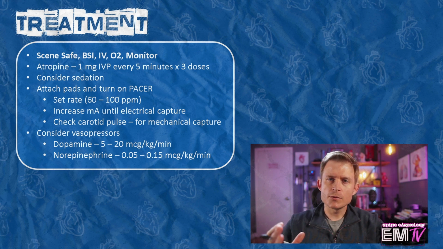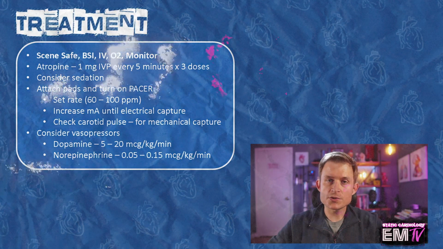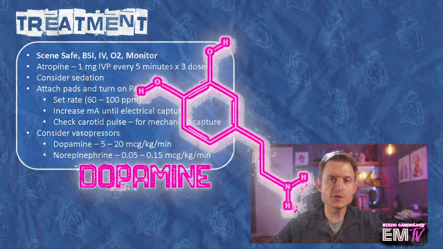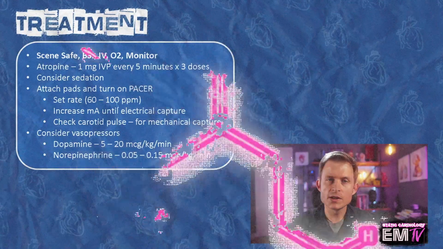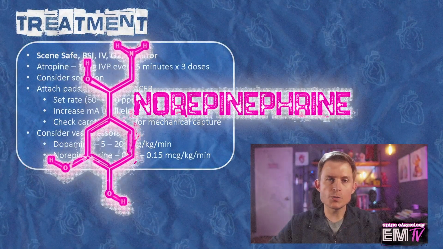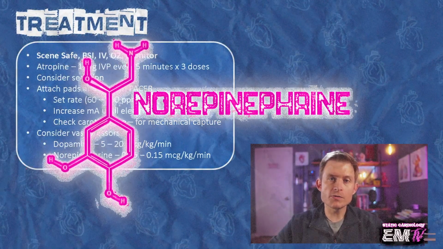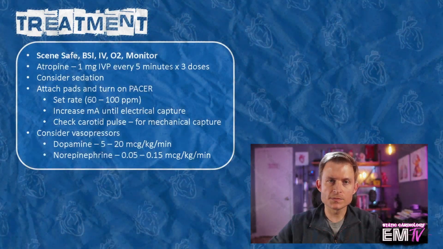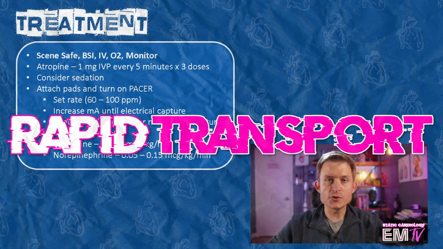Beyond this, for additional blood pressure support, you can consider administration of a vasopressor, dopamine given at 5 to 20 micrograms per kilogram per minute, or norepinephrine hung at 0.05 to 0.15 micrograms per kilogram per minute. You'll then get a 12-lead ECG, and finally, rapid transport.